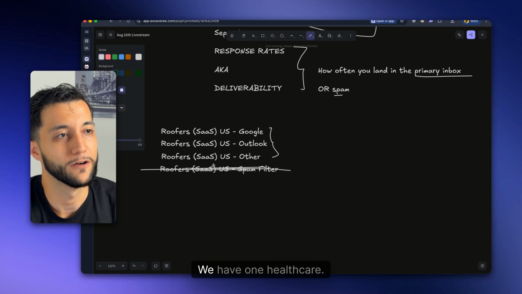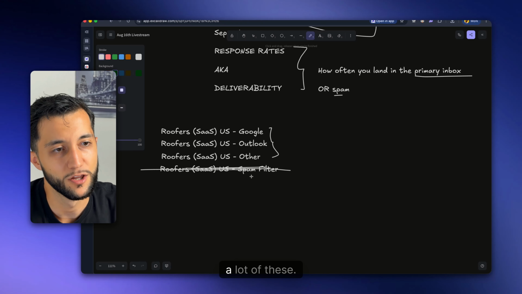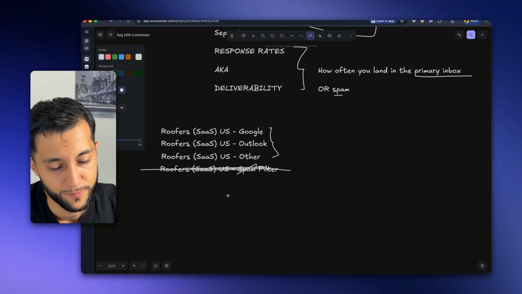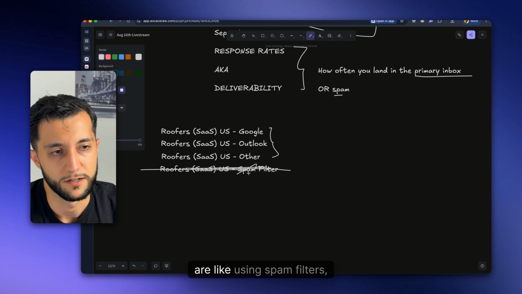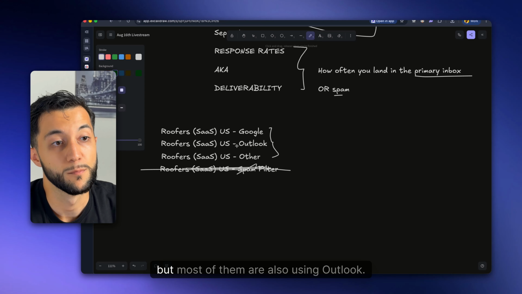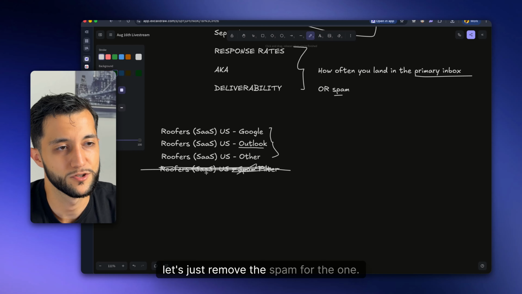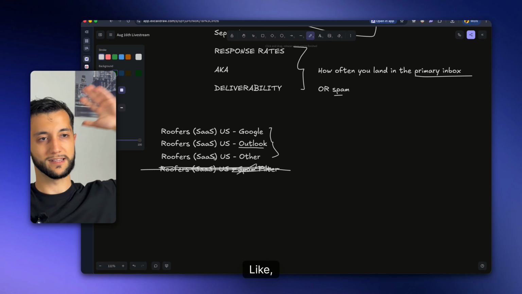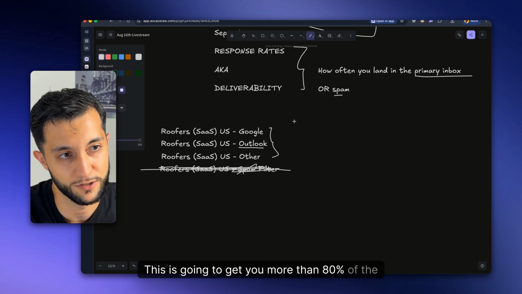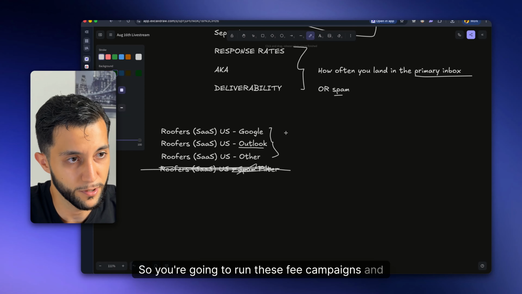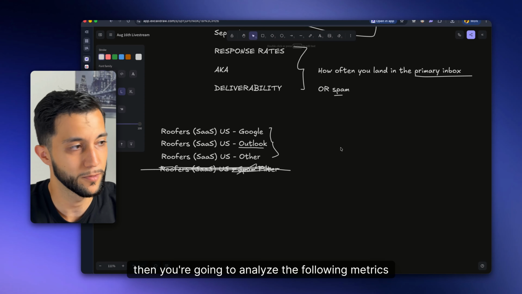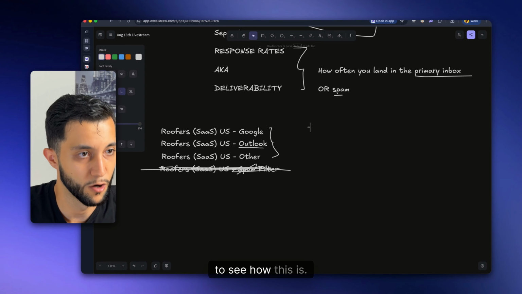We have one healthcare client, and in healthcare a lot of these email addresses use spam filters, but most of them are also using Outlook. So I just said, okay, let's remove the spam filter one. I'll keep this very simple. This is going to get you more than 80% of the results. So you're going to run these three campaigns, and then analyze the following metrics.